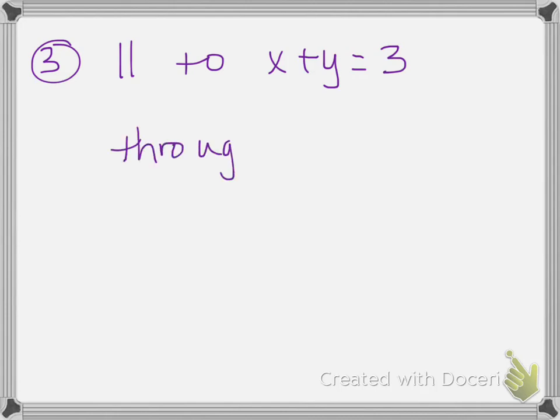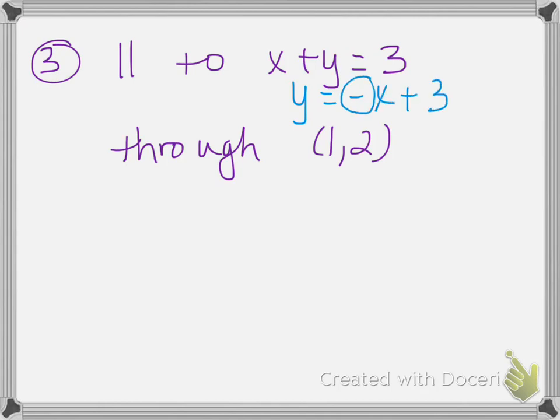Alright, next, let's say that we wanted to find the equation of a line parallel to x plus y equals 3, and we want it to go through the point 1, 2. First of all, I'm going to solve for y. I get y equals -x plus 3. Notice in front of the x is a negative. That means the slope of that line is -1. Since it says parallel, that means that's the slope that we're going to use. We don't have to change anything because parallel lines have the same slope.